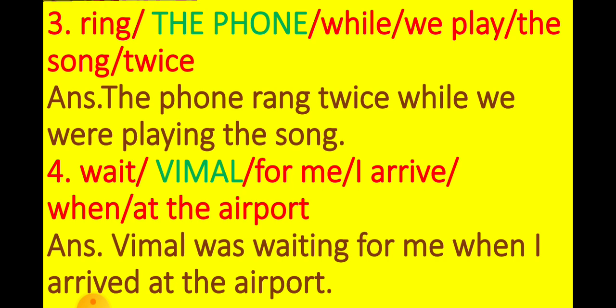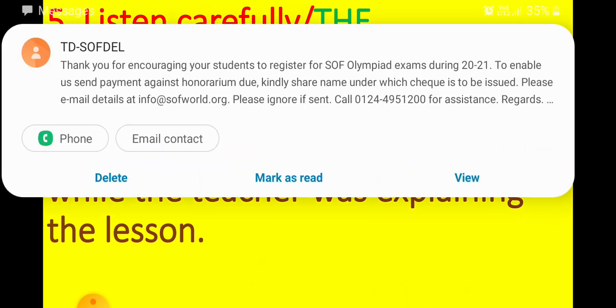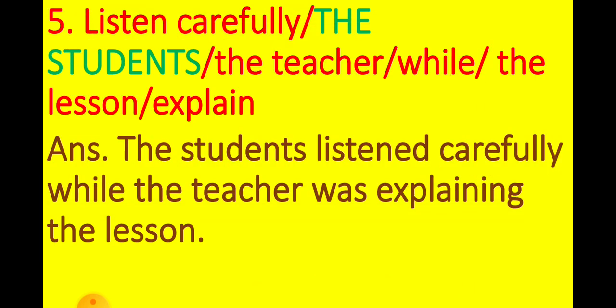Now let's take up the fifth question. Listen carefully, the students, the teacher, while, the lesson, explain. The students is the highlighted part, which clearly indicates that the sentence is to begin with the students. Let's see. The students listened carefully while the teacher was explaining the lesson. So these were the questions of Exercise A.